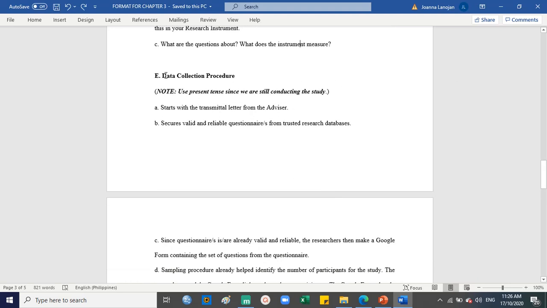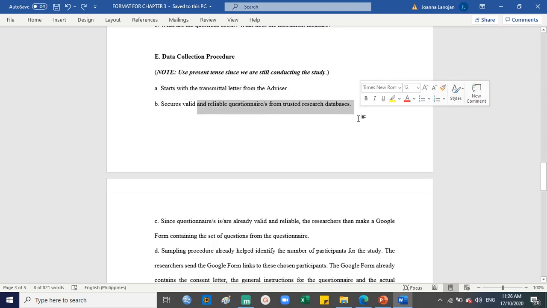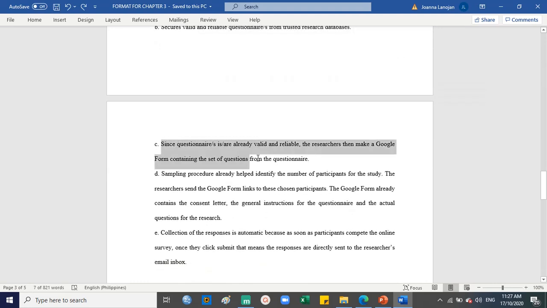Okay. And then data collection procedure, that's letter E. Present tense, okay? It starts with the transmittal letter, then secures the valid and reliable questionnaire from the trusted research databases. Since the questionnaire is valid, the researchers make a Google form containing the questions.